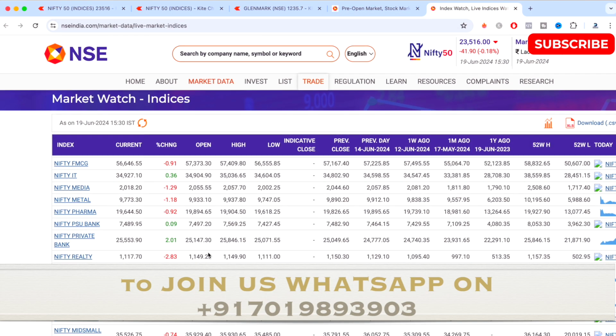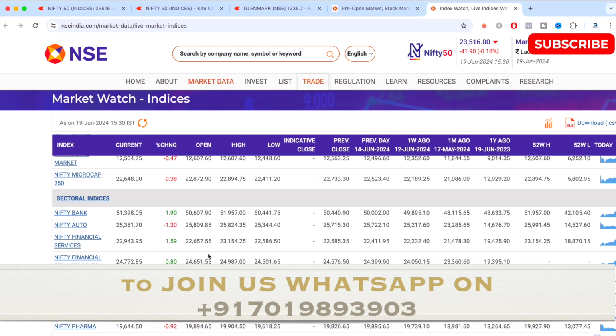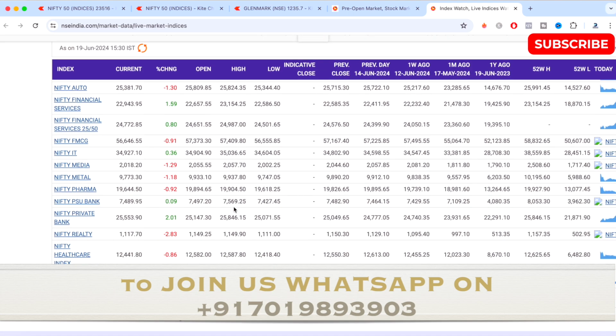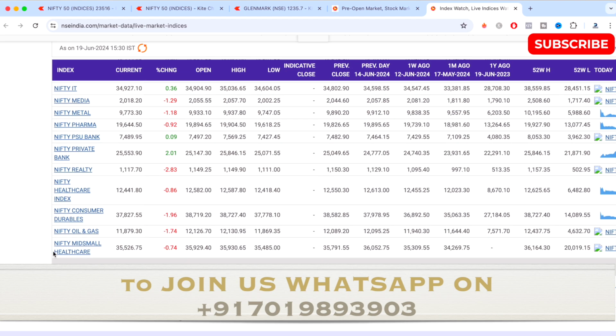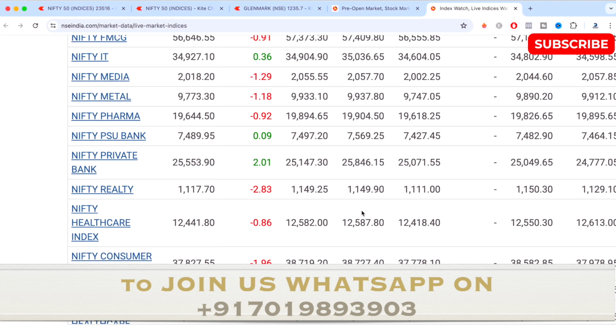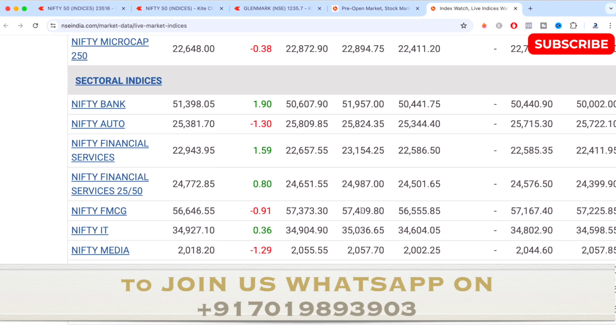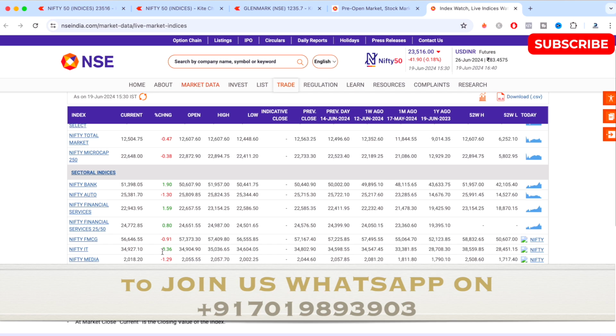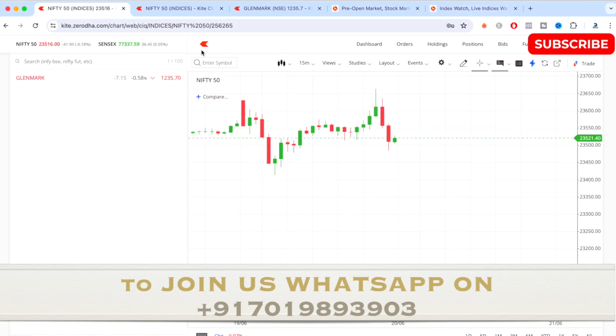Also, if you look at the indices, you can see that most of them moved more than 1% and were volatile for the day. Nifty Realty is the most declining one for the day, 2.83% down. Nifty Consumer Durables is 1.96% down, and Nifty Oil and Gas and Mid Small Healthcare have also declined. The most gaining indices for the day are Nifty Bank and Nifty Financial Services. So these are the indices' performance for the day, guys, and this is how the overall market has performed for the day on both the up and down side.